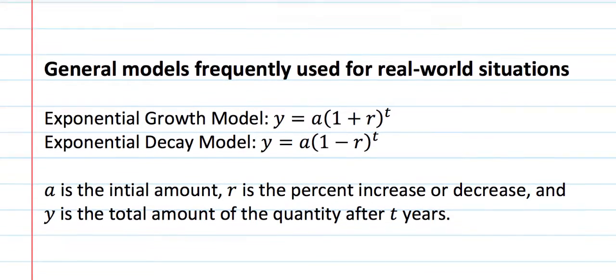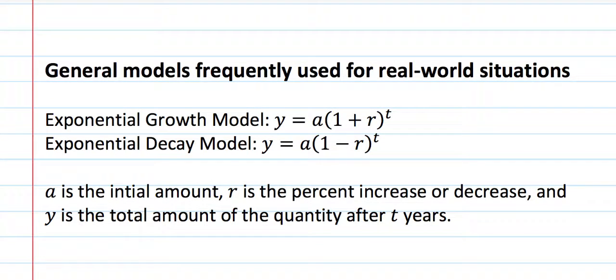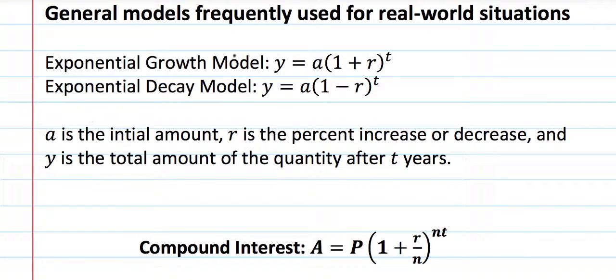Okay, so in general, we have these real-world situations where we need to use exponential growth and decay models. And so those general models that we see are y equals a times 1 plus r to the t and y equals a times 1 minus r to the t. So a, in this case, represents the initial amount of something. R represents the percent increase or decrease, whether it's growth or decay. And y is the total amount of the quantity after t number of years.